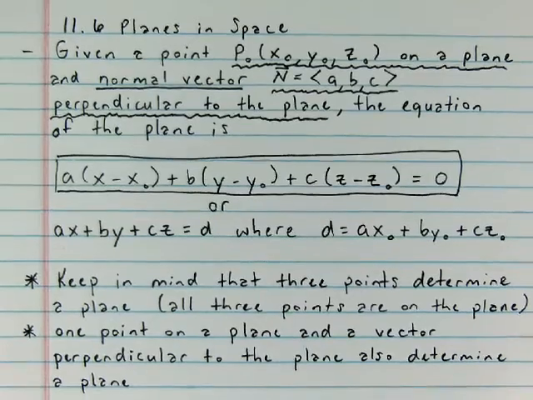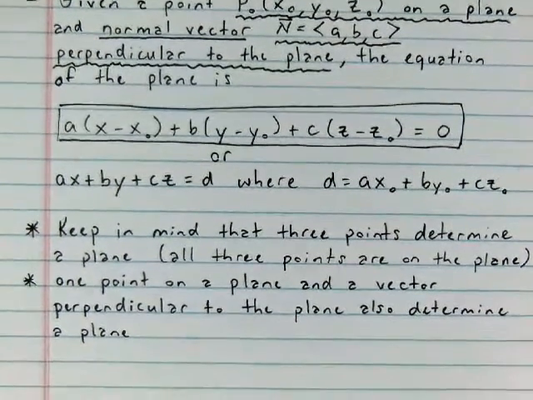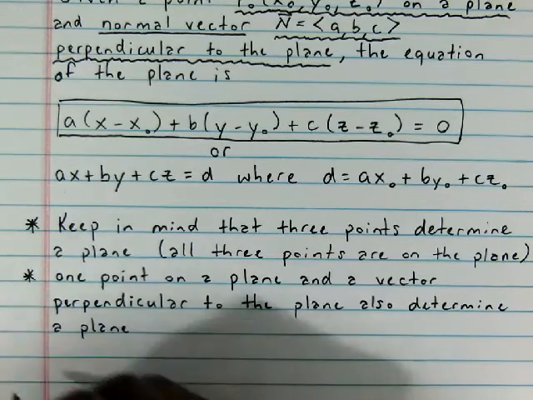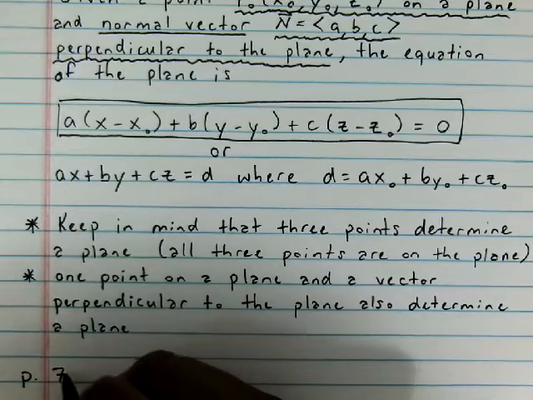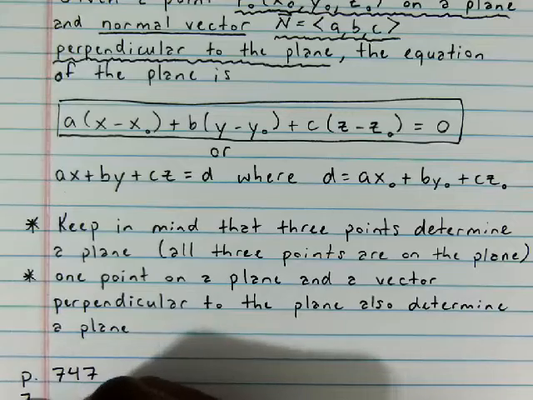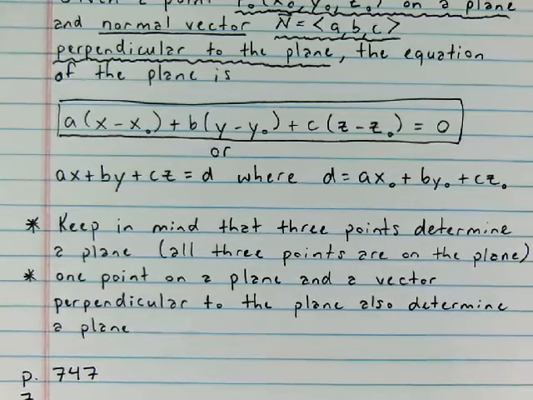All right, so let's look at an example. So we will, on page 747 in your textbook, start with number 7, which says find the equation of the plane that contains the point 1, negative 1, 2, and the line with symmetric equations x plus 2 equals y plus 1 equals z plus 5 over 2. So we want an equation of a plane.